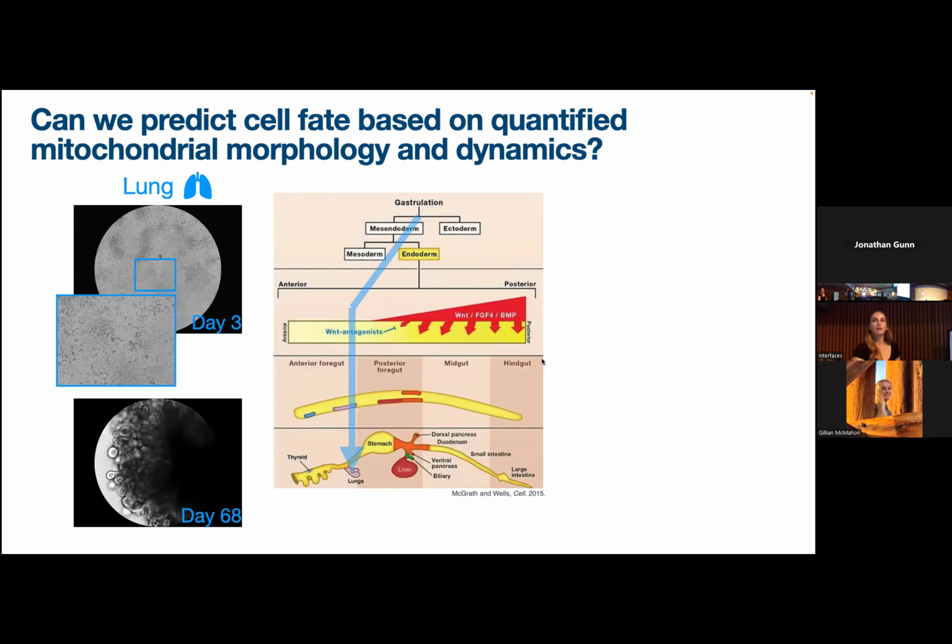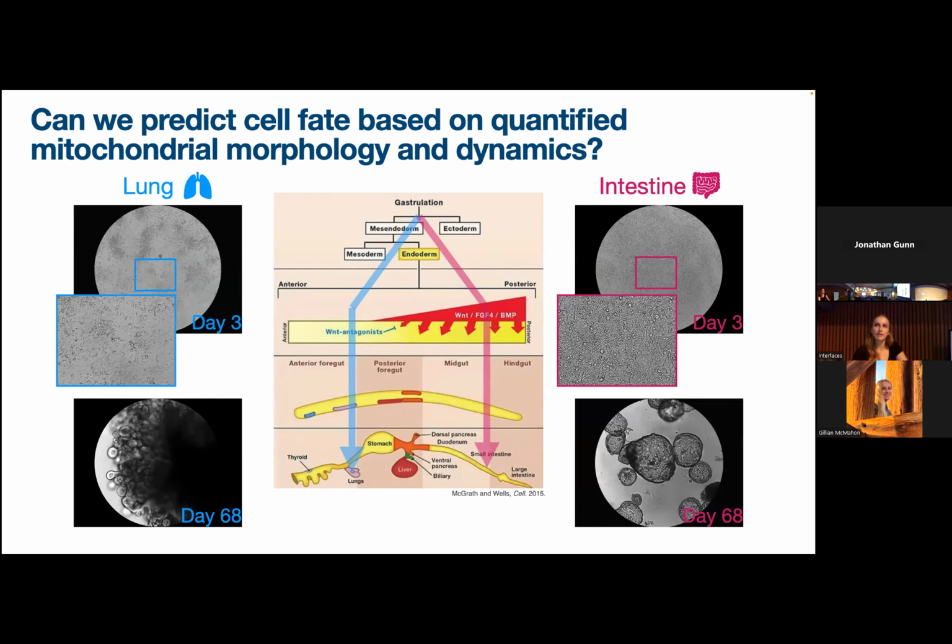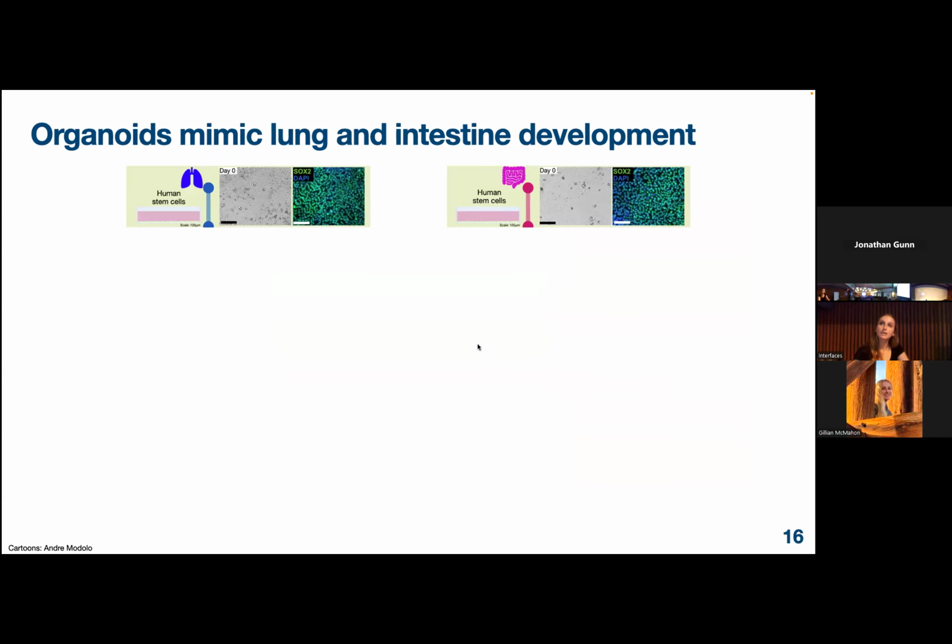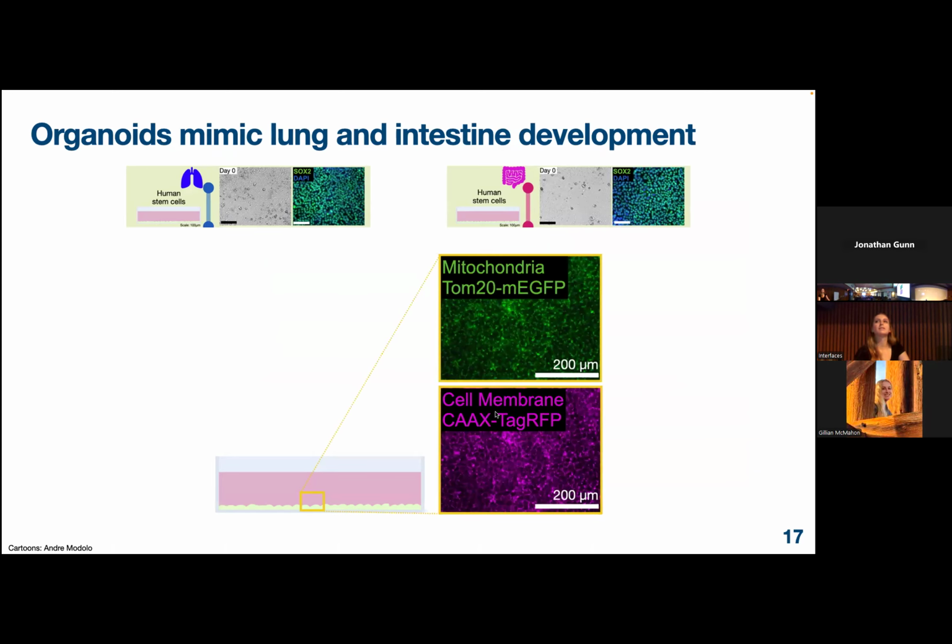So I grew lung organoids and intestine organoids from stem cells, which looks like this. And in more detail, I'm starting with stem cells that have been CRISPR tagged with GFP on the mitochondria and RFP on the cell membrane, which allows us to visualize each of those things with our microscope.